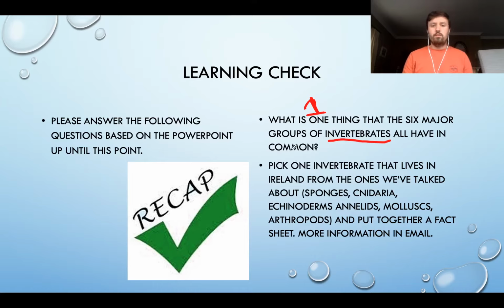Once you've answered that question, I'll give you more information on number 2 here. Pick one invertebrate that lives in Ireland. Any invertebrate that lives in Ireland, I guarantee there's a bunch of them because we have insects here, right? I can look out my window. There's a fly flying around this room. They are invertebrates, right? Because they're insects. Pick one that lives in Ireland. It can be any of the 6 that we've talked about, and put together a fact sheet on that. I will send what I'm looking for in that fact sheet in an email, okay?